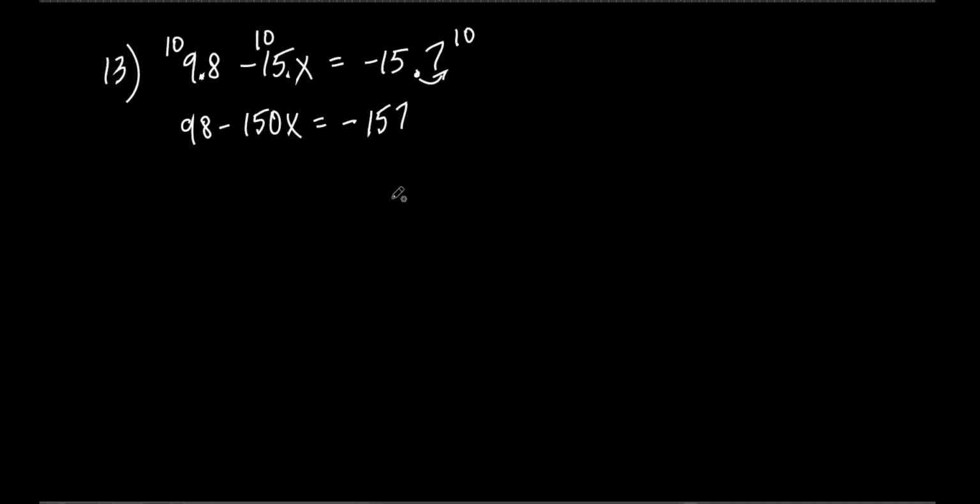Now I'm going to subtract a 98 from both sides. The rest is pretty straightforward now. Since everything's whole numbers, I don't have to worry about any decimals. So that cancels out. Negative 157 minus 98, what's that? Negative 255.